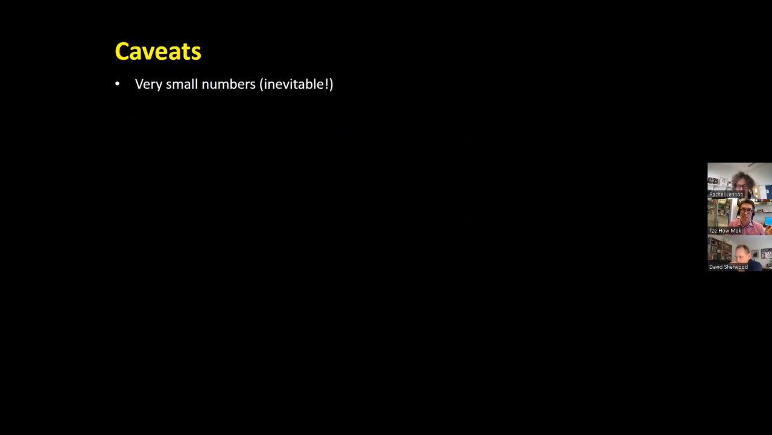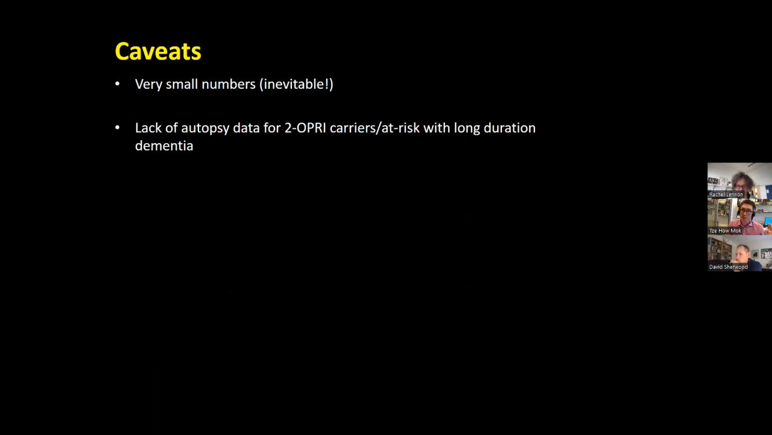So the caveats are inevitably, first, the numbers are small. Second, we lack the autopsy data for the carriers or at-risk individuals with the long duration dementia, so we don't know what they have. If they turn out to have prion-related neuropathology, this changes the picture completely. And thirdly, the databases that we interrogated are genomic databases and not normal population databases. Especially with gnomAD, some of them come from neurological illnesses, so they're not completely non-neurological.